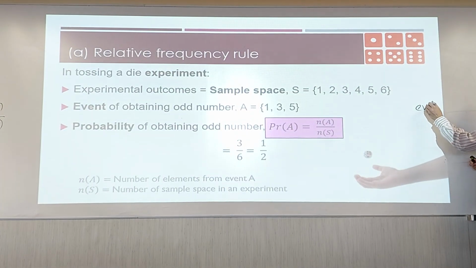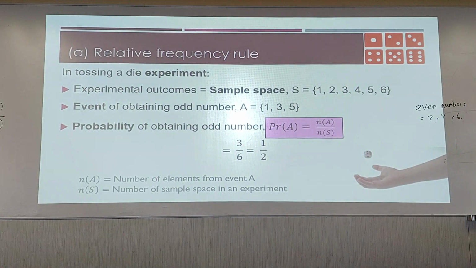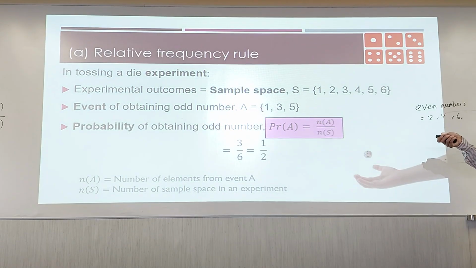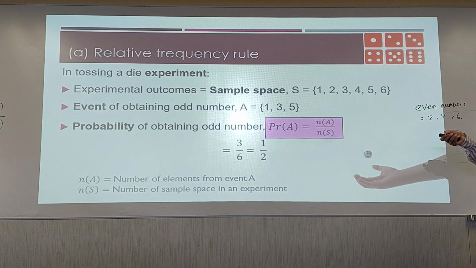So how about even numbers? Even numbers are the numbers that can be completely divided by 2, such as 2, 4, 6. So we call them even numbers. So today, our first experiment is to throw a die. Then we want to know what is the probability of getting an odd number.